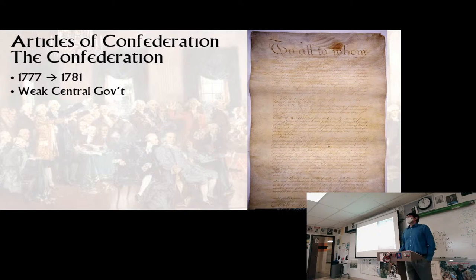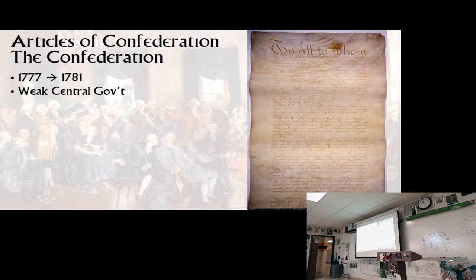So the first form of government for the new United States was the Articles of Confederation. Sometimes you see this called the Articles, sometimes the Confederation or the Confederacy. That is the first government. They actually came up with this as a wartime measure in 1777, but it would not be formalized. They couldn't get all the states to agree until 1781, but it didn't matter until the British left. So think about it, 1783, 1784.